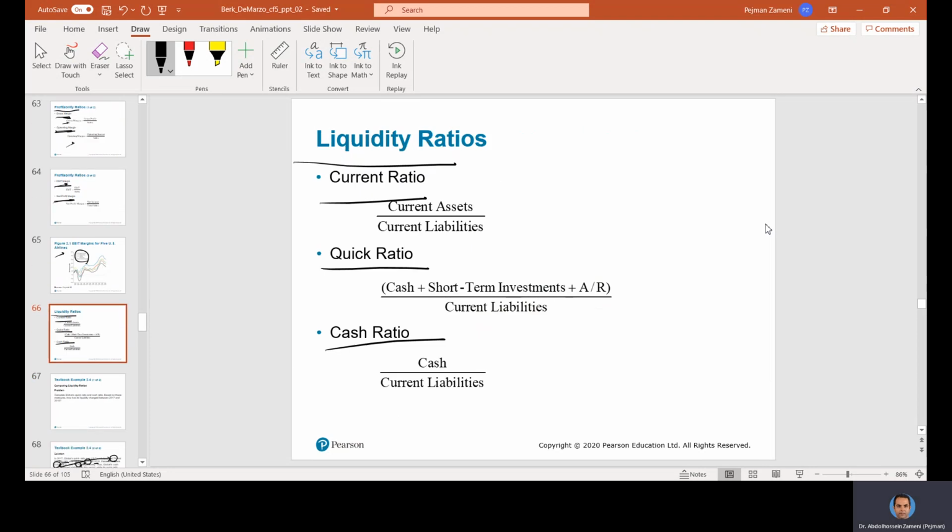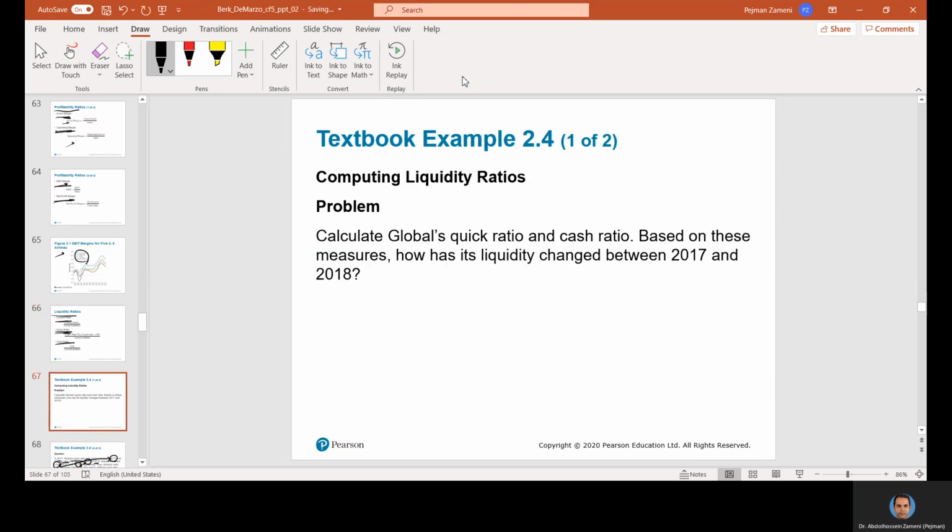Another category is liquidity ratio, where we can calculate the current ratio, current assets divided by current liabilities, the quick ratio, and the cash ratio. Here's an example. Calculate Global's quick ratio and cash ratio. Based on these measures, how has its liquidity changed between 2017 and 2018?